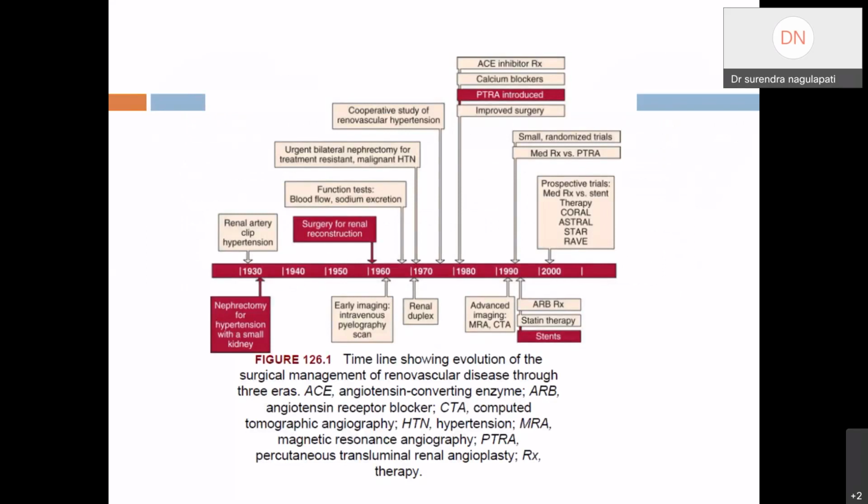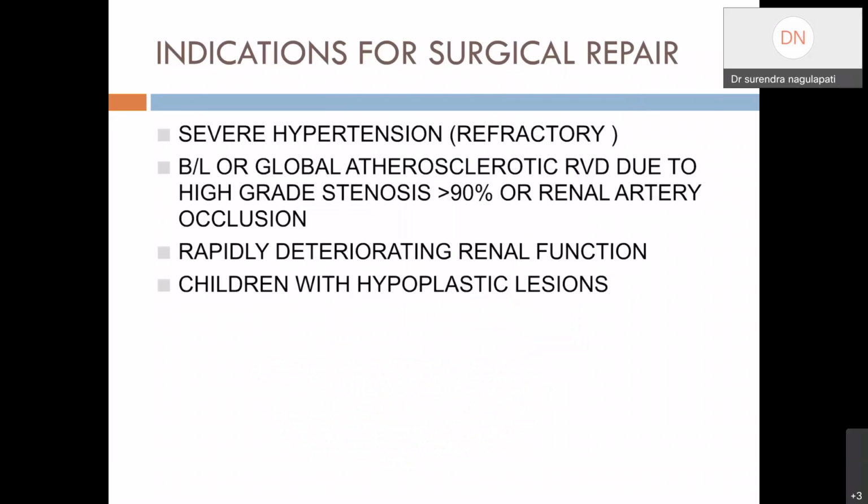In the 1930s, they did nephrectomy for hypertension with a small kidney. As time progressed, in the 1970s the renal duplex came into the picture. In the 90s, CT angiography and MR angiography came, and in the 2000s, in Europe, the CORAL and ASTRAL trials were done. This is the timeline showing that.